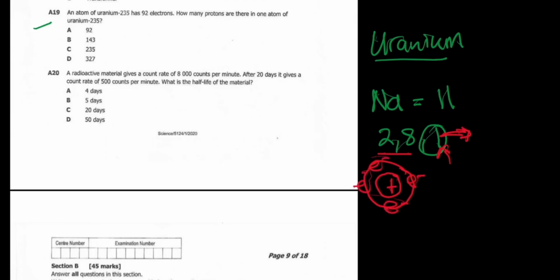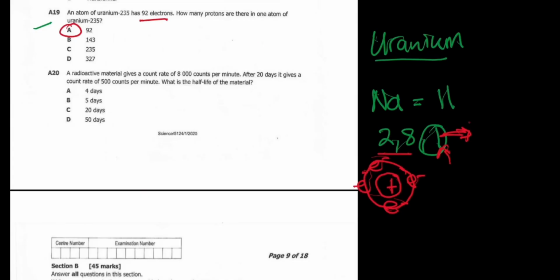Now, the number of protons and the number of electrons is actually equal. So this means that when you have uranium like this, then obviously because it has 92 electrons, then it should have 92 protons, because the number of protons and the number of electrons must be equal. So that's the correct answer for that particular question. So just understand that when you're talking about atoms, they have the same number of protons and electrons.